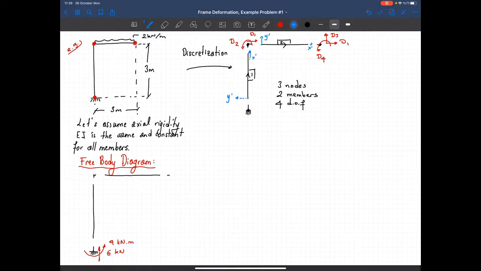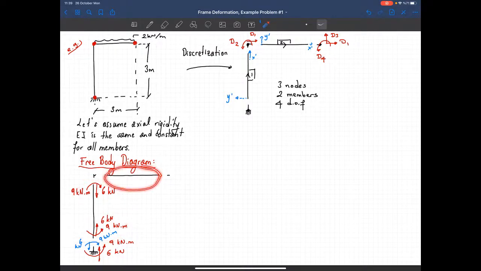Now I'm writing the equilibrium for the node. That's 6 and 9 here. Transfer it to the node. I'll have the same axial force, 6 kilonewtons, and moment that's equal to, again, 9 kilonewton meters. So I'm at the top of the member, it's 6 again. I don't have any shear force on this member, so I should have the same moment, but in the opposite direction. Now this member is in equilibrium.